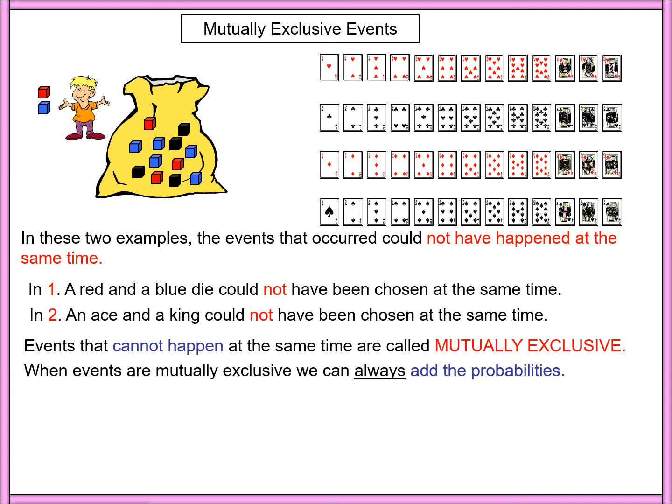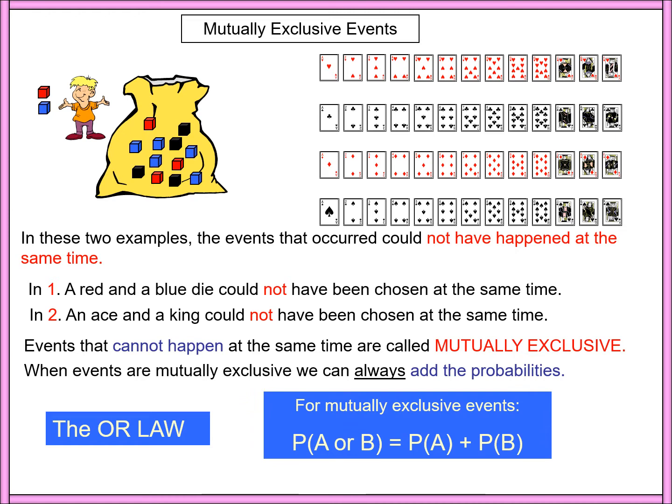However, when events are mutually exclusive, we can always add the probabilities. So this is the OR law. For mutually exclusive events, the probability of A or B happening is equal to the probability of event A add the probability of event B.